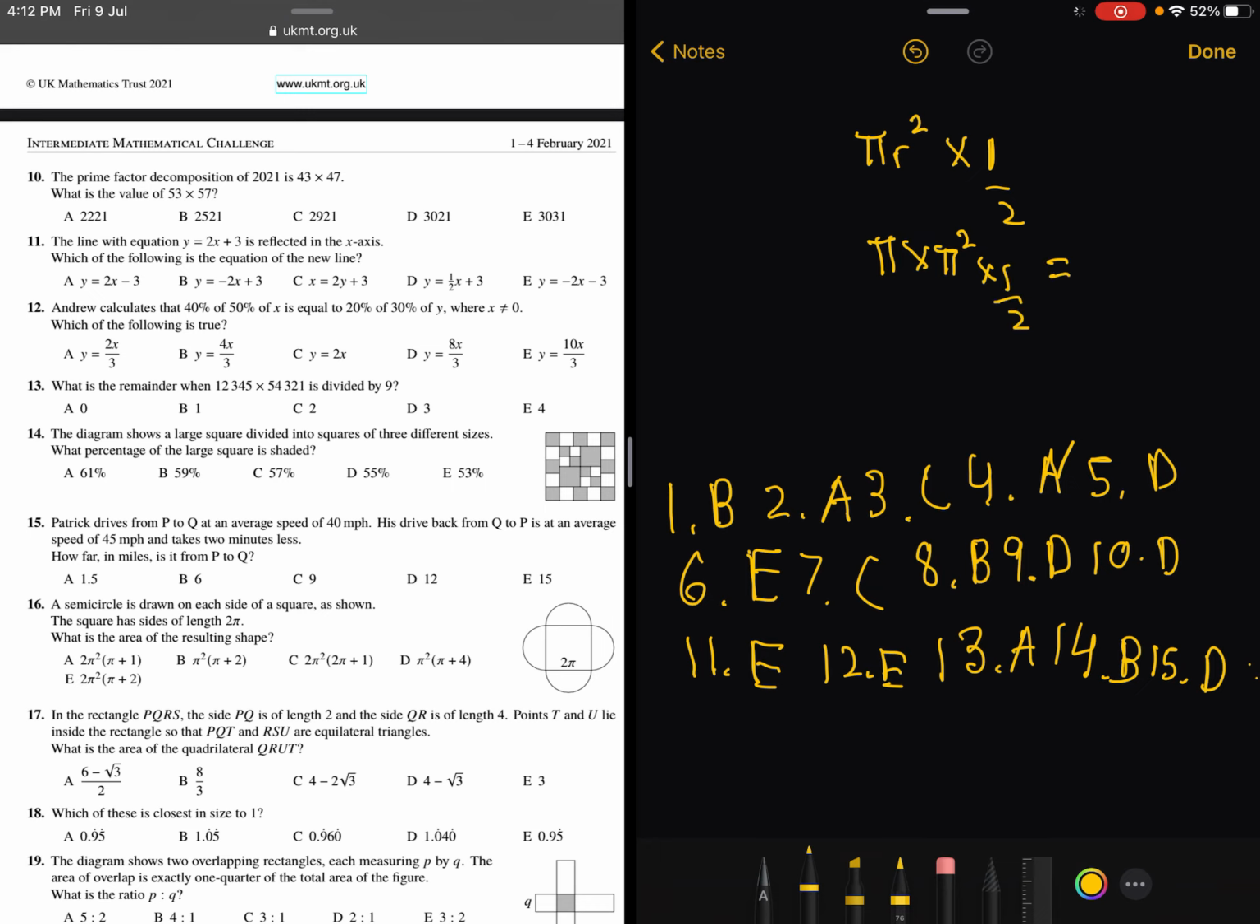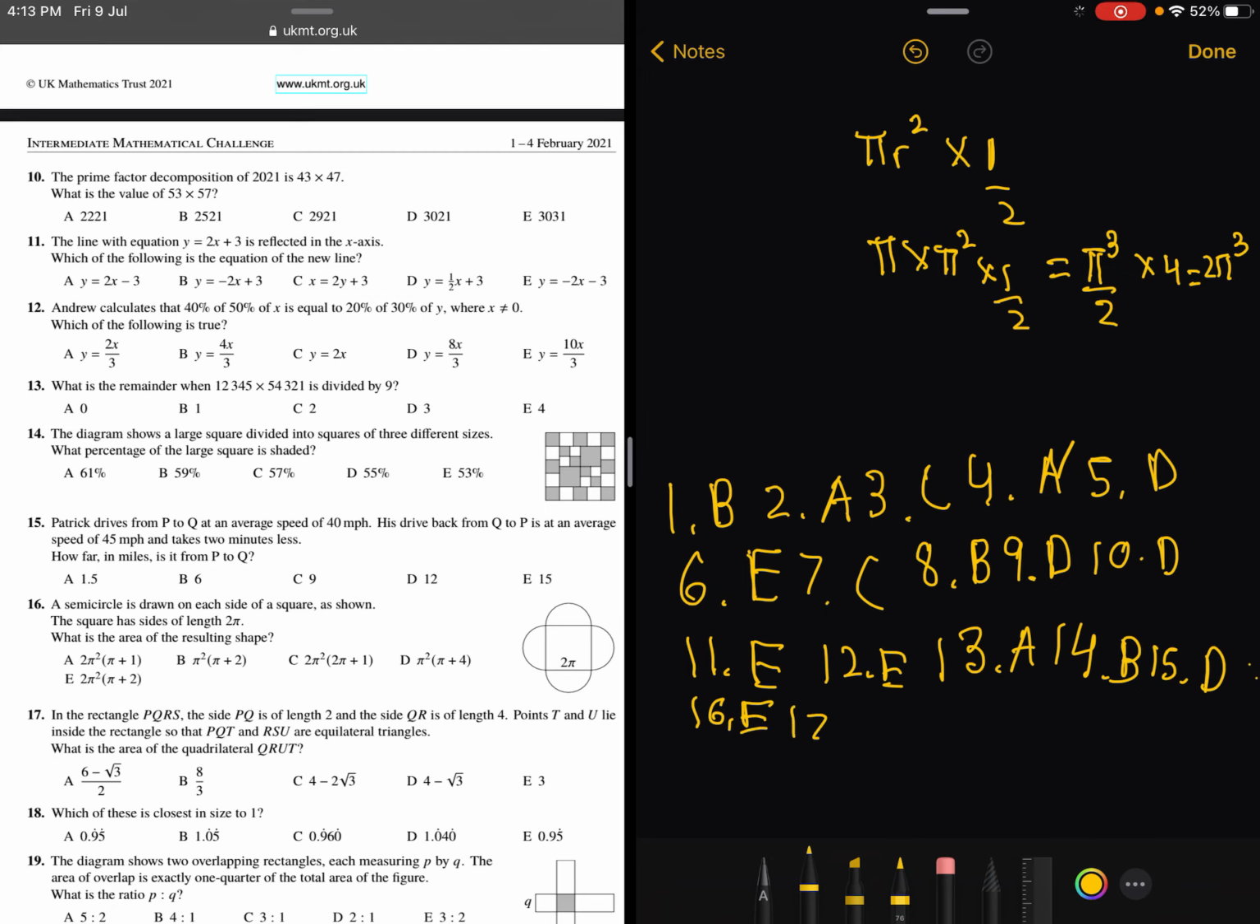So the area of one semicircle is pi cubed over 2, and you multiply that by 4 to get 2 pi cubed. Now if you look at both of the options, you can see that option D only has pi cubed, it doesn't have 2 pi cubed. So you are left with only one option, which is option E. So 16 is option E.